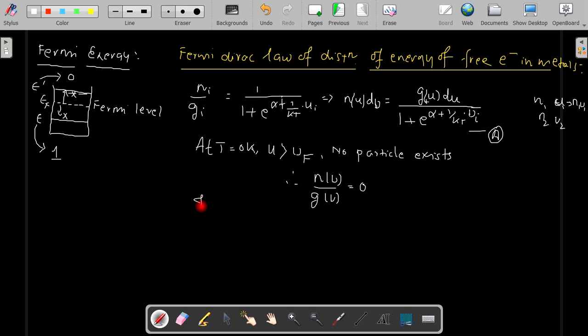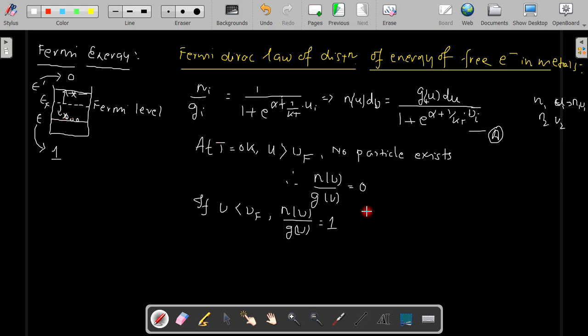But then if this U is less than UF or UF is greater than U, I know that there is definitely going to be a particle. That's mine. We can write down this Nu divided by Gu as 1, because by definition we know if the energy is below the Fermi level, there is going to be a particle, there is going to be an electron, okay.